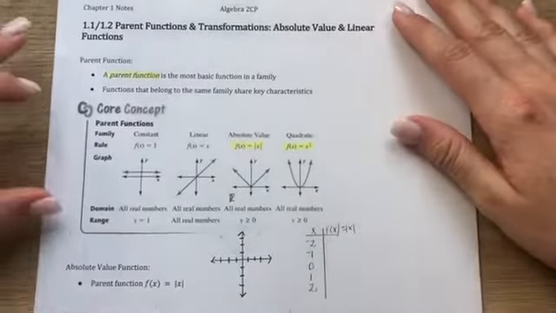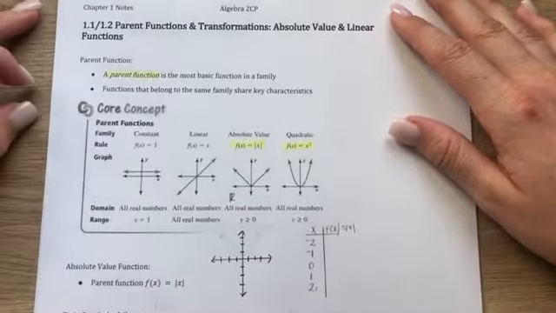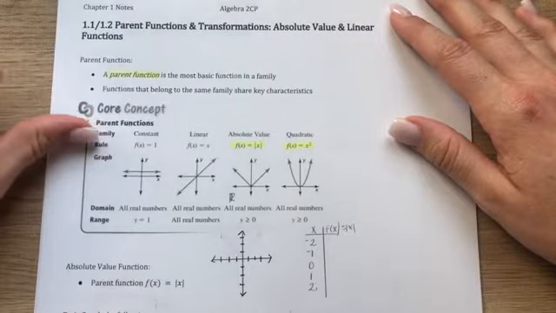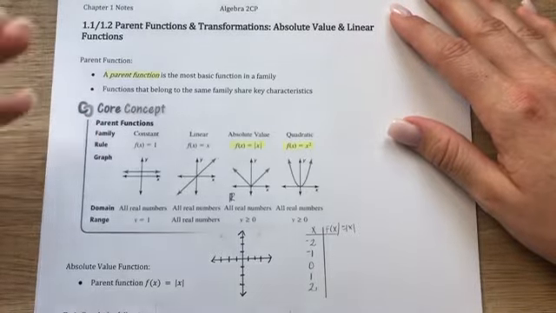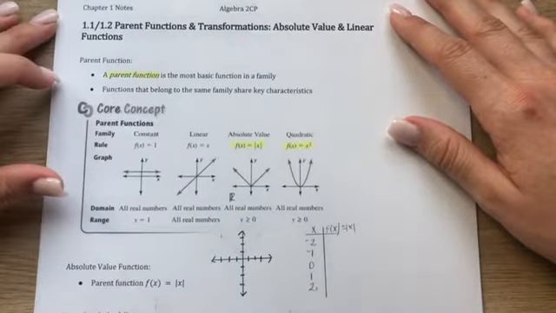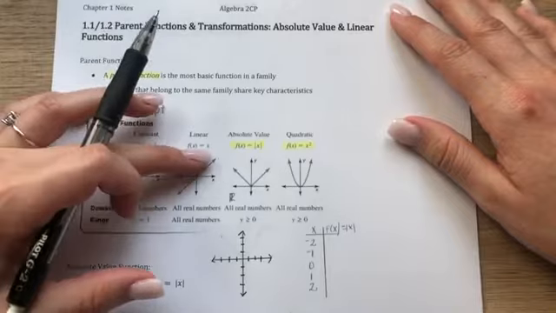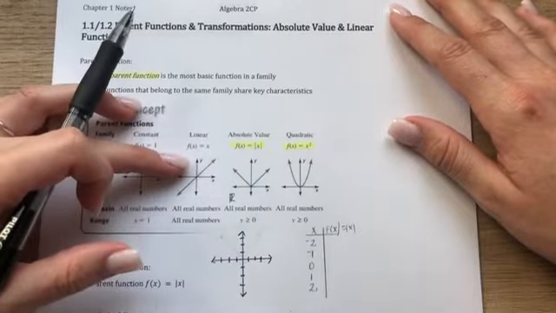So if we look at the four functions we have listed here, a constant function, the parent function of that is just the rule f of x equals 1, or y equals 1. It's just a horizontal line through y equals 1. And then for linear, we have f of x equals x. That's just a diagonal line through the origin with a slope of 1.